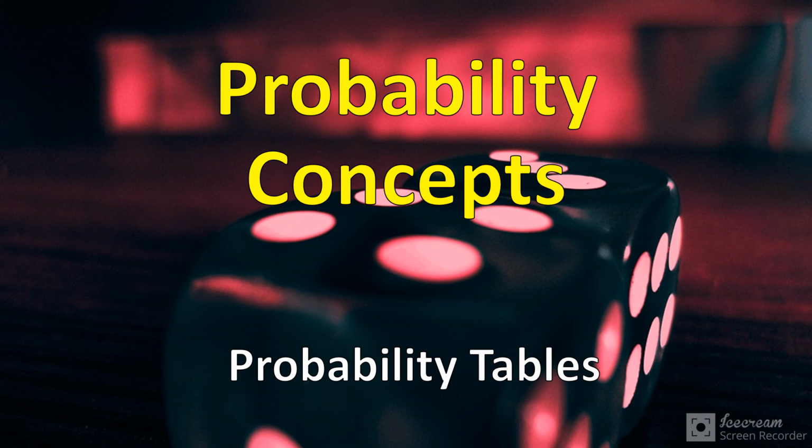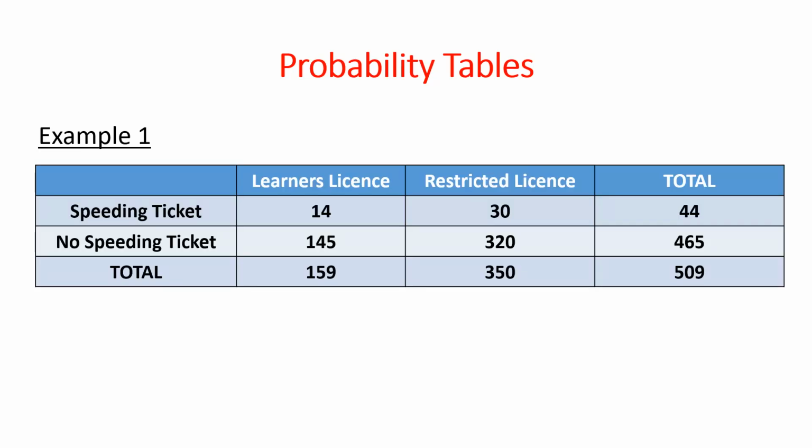In this video, we're just going to recap probability tables, or two-way tables as they're commonly called, just to see if you can remember how to work them. So let's get straight into our example number 1. We have a two-way table. We have those on learner's license and those on restricted license, and those who get caught speeding and those who do not get caught, so speeding ticket and no speeding ticket.